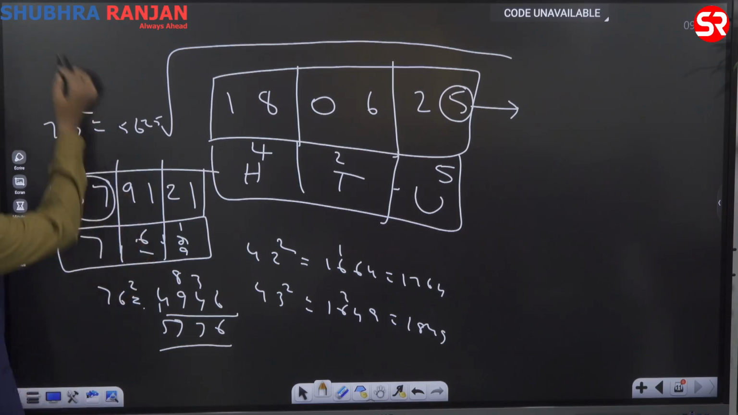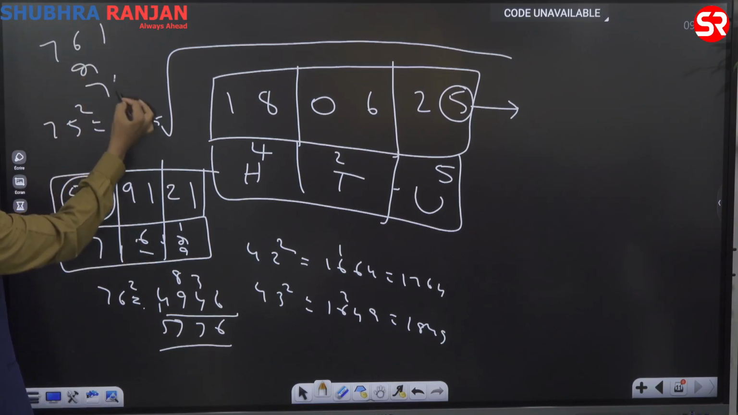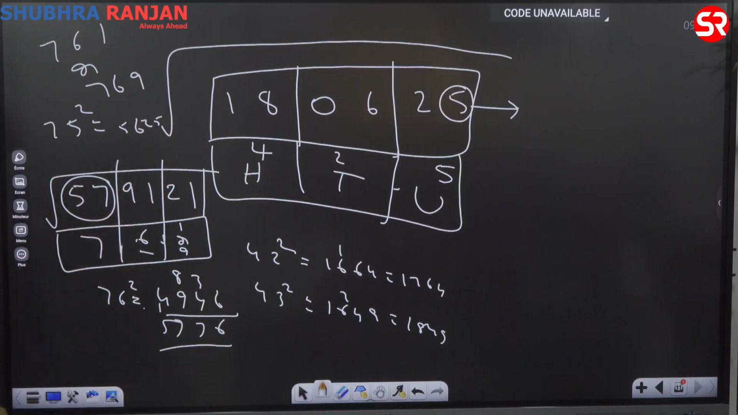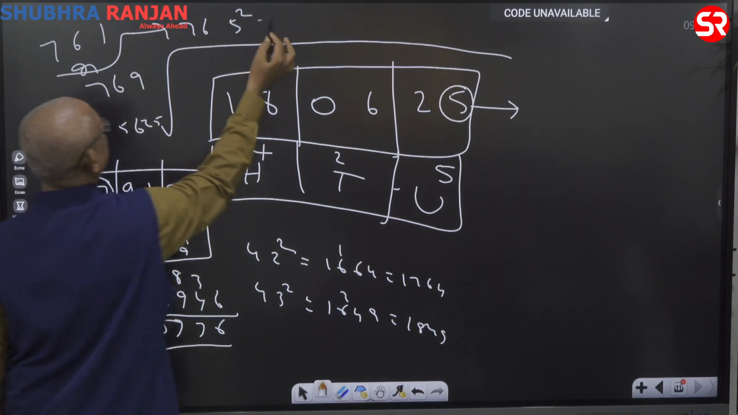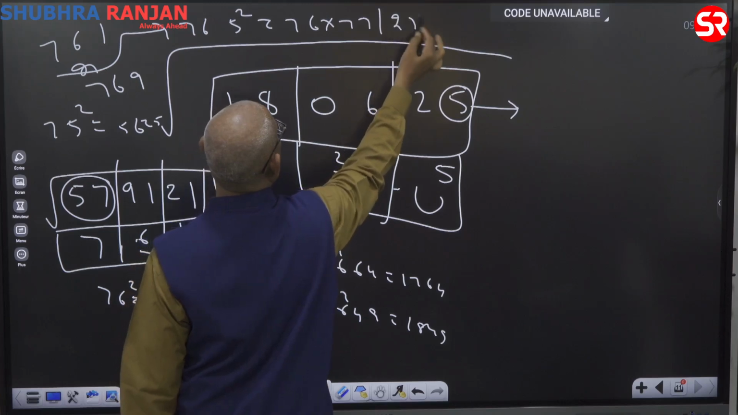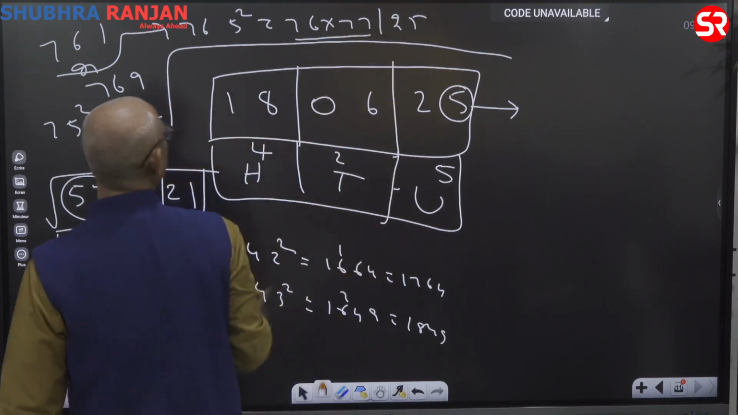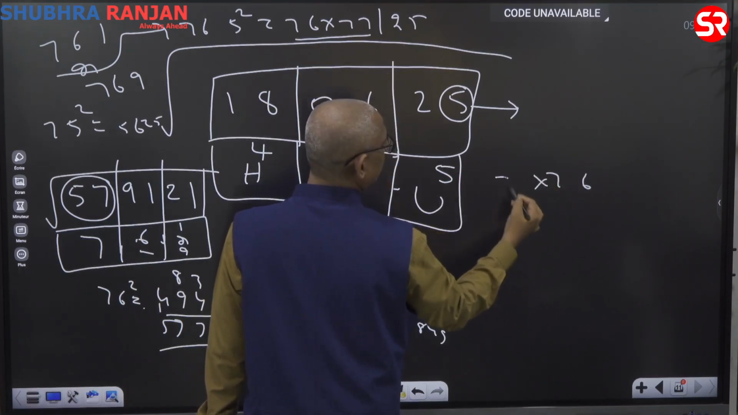So the answer is 761 or 769. Now we have to cross check with which digit, tell me. 765. That's all. Good. 765. So 765 square is nothing but 76 into 77 and then 25. Now tell me what is 76 into 77. Remember carefully, I will tell one more logic here. It is 77 into 76.